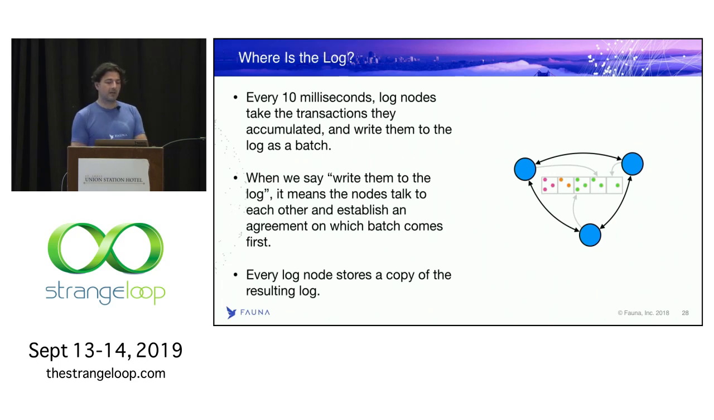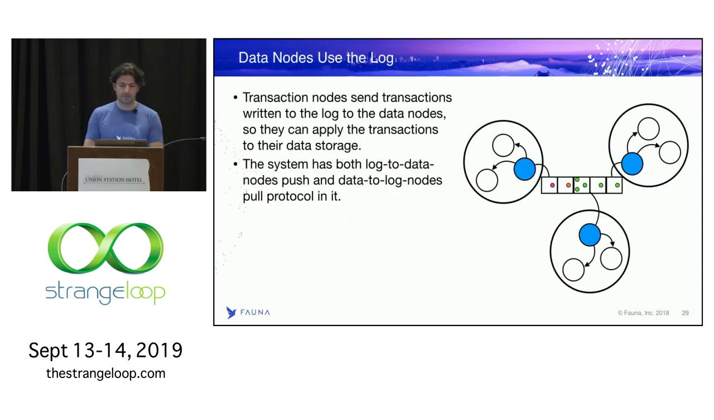So they write them to the batch, and when we say write them to the log, this really means that the messages are being proposed into the Raft consensus system, and eventually, when enough of them agree that the message should be appended, then it's considered committed. Every log node will store a copy of the resulting log, which is good because then the data nodes that use the log can just read it locally, and they can apply the transactions to their data storage. The system has both pull and push systems.